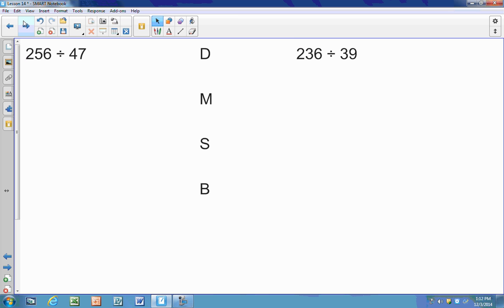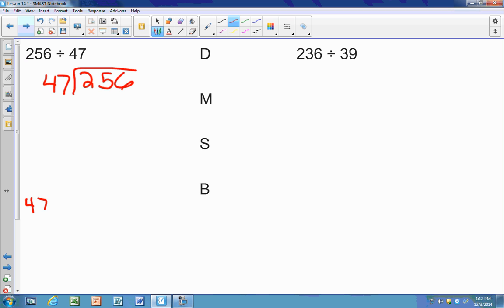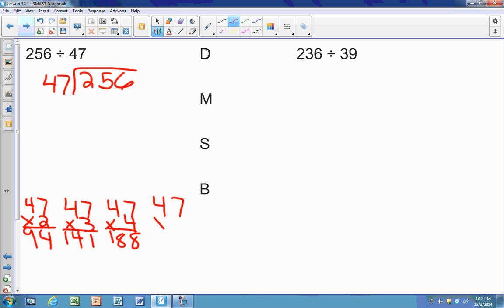Now my numbers start to get a little bigger, and I'm going to do 47 into 256. We're now into 3-digit numbers. So on the side over here, or on the bottom, I'm going to do 47. I know 47 times 1 is 47, so I'm going to start with 47 times 2. And now I'm going to start.